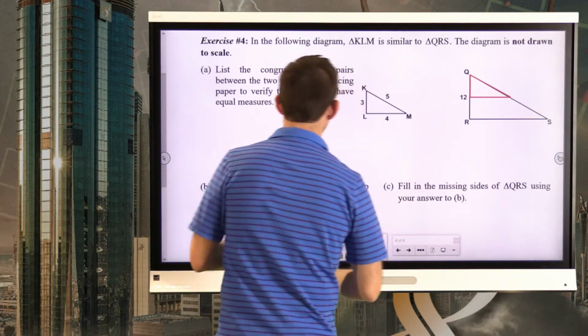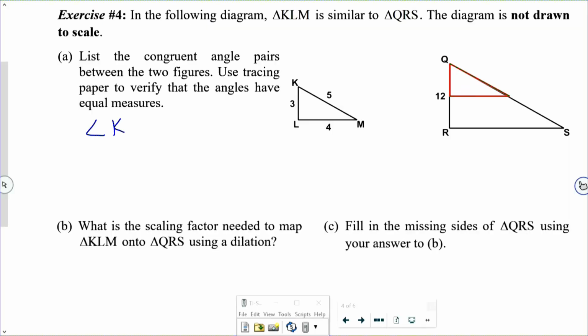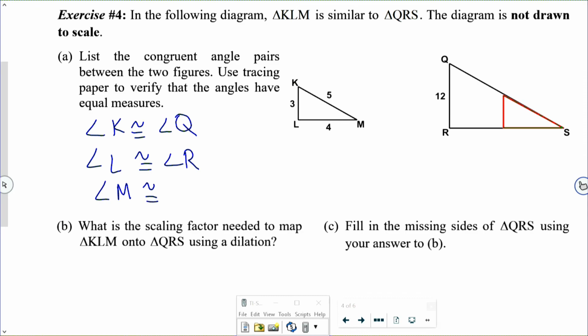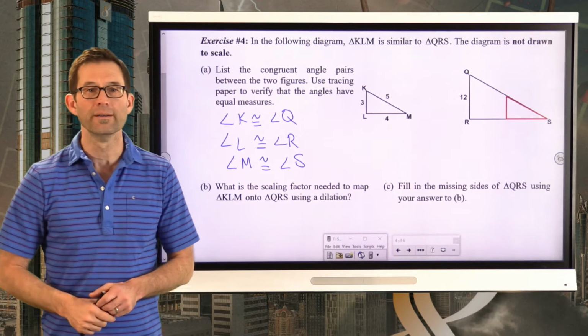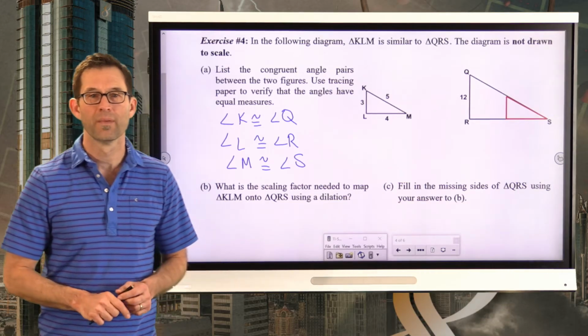So let me just delete that. So what can I say? I can say angle K is congruent to angle Q, right? That's one congruent pair. I could nestle it down this way. That would tell me that angle L is congruent to angle R. And likewise, I could bring it out to here, and that would tell me that angle M corresponds and is congruent to angle S. All right, let's take a look at letter B.